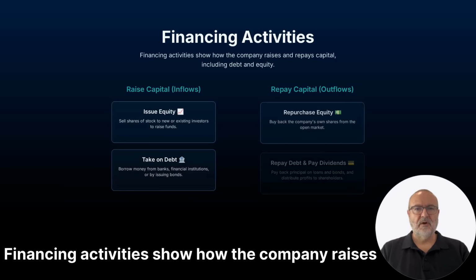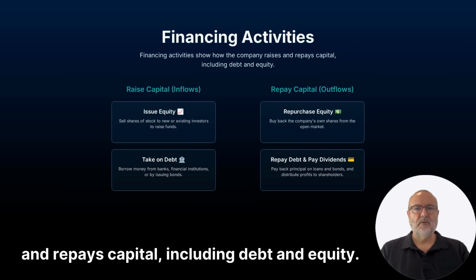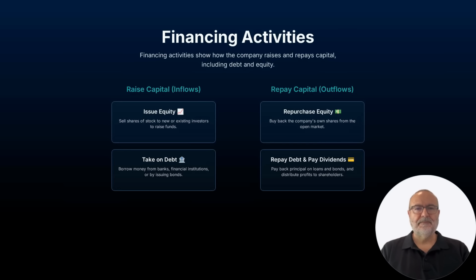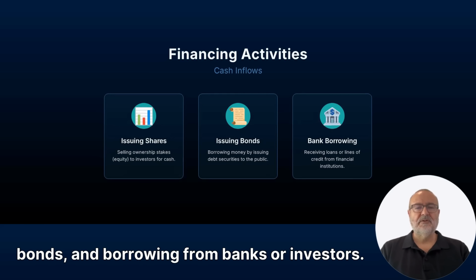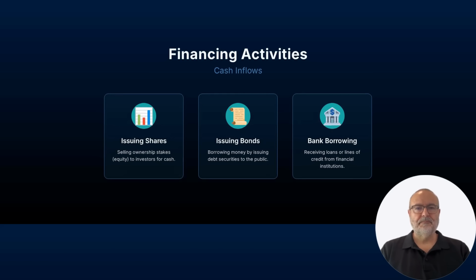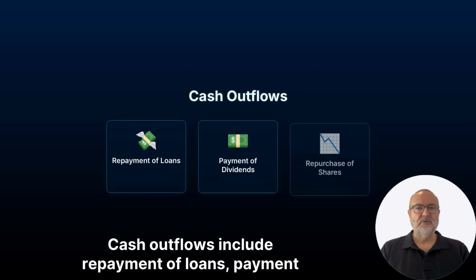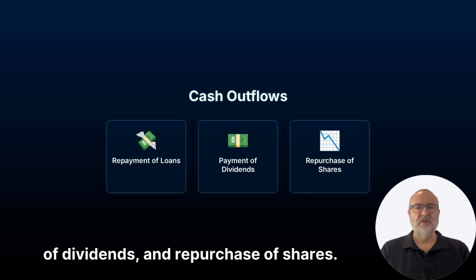Financing activities show how the company raises and repays capital, including debt and equity. Cash inflows come from issuing shares or bonds and borrowing from banks or investors. Cash outflows include repayment of loans, payment of dividends, and repurchase of shares.